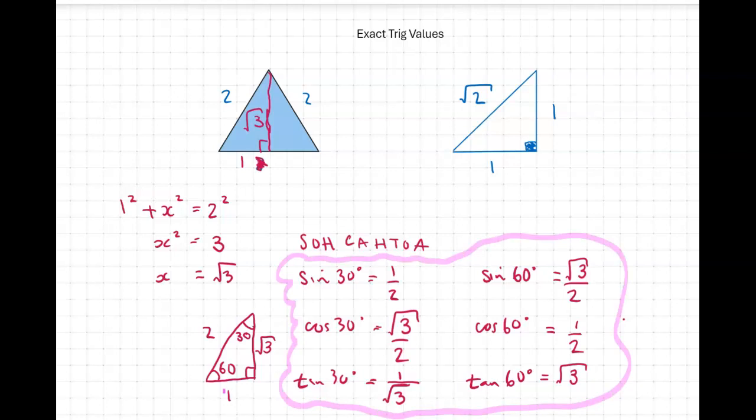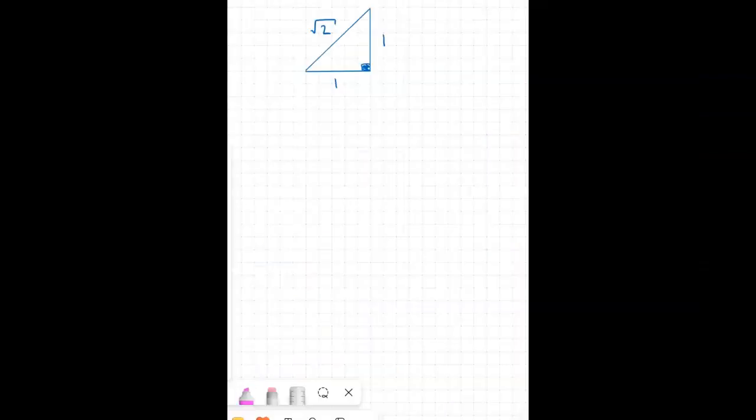Now we're going to look at 45-degree angles. So let me just rearrange this. So this is a right-angled isosceles. There's your right angle, isosceles, because you've got two sides the same length, which means that these two angles must be the same, and they must both be 45. Think about why they must be 45.